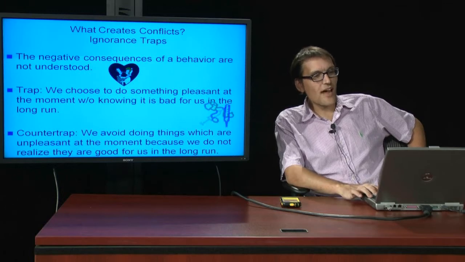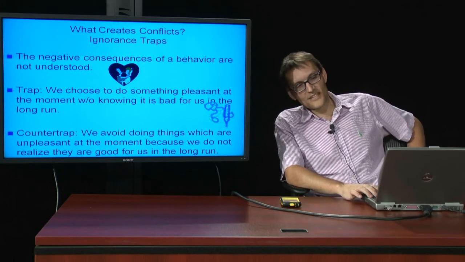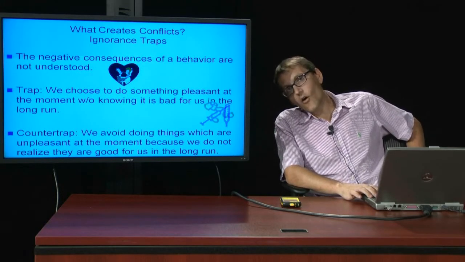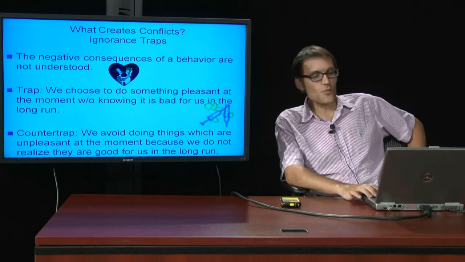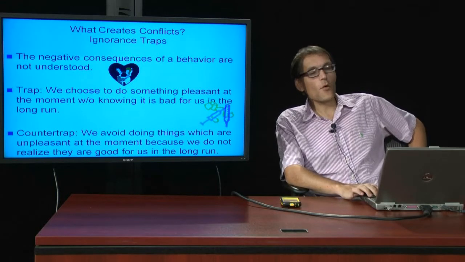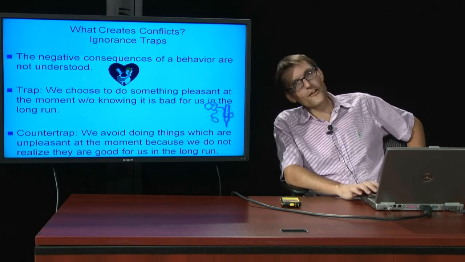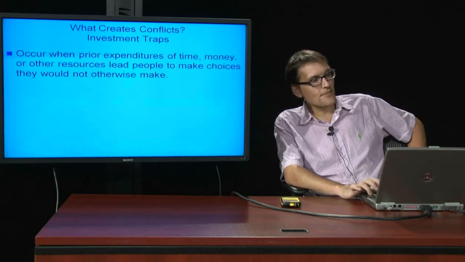A counter trap: we avoid doing things unpleasant at the moment because we don't know, especially like when immunizations were first invented. People avoided them because they didn't know. I guess nowadays with autism coming out, this is even more prevalent.